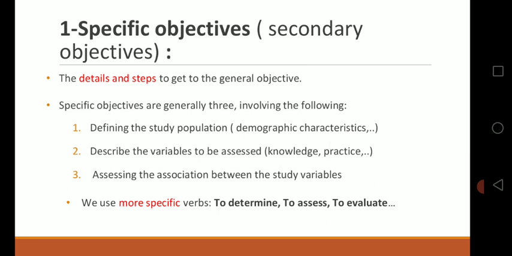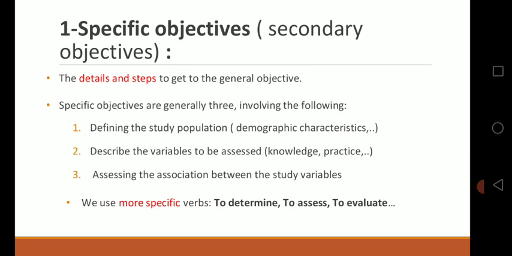Specific objectives are generally 3. دايما بيكونوا around 3. تمام، maximum 4 objectives ما أكتر من كده. تمام، يلا they involve the following. أول شي they should define the study population. يعني they generally هم بيكون one of the objectives بيكون describing أو defining the study population اللي هو مثلا the demographic characteristics of the patients ولا of the pharmacists أو مثلا the characteristics of the henna leaves for example لو نحن studying herbal medicine or so on.